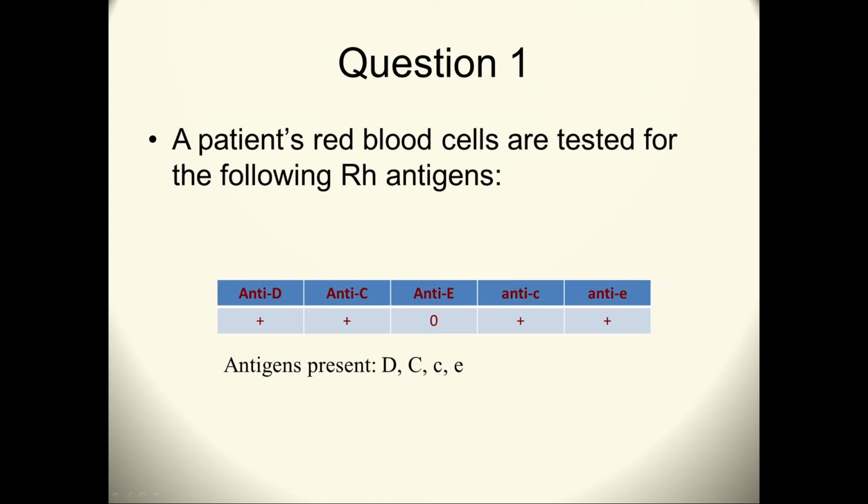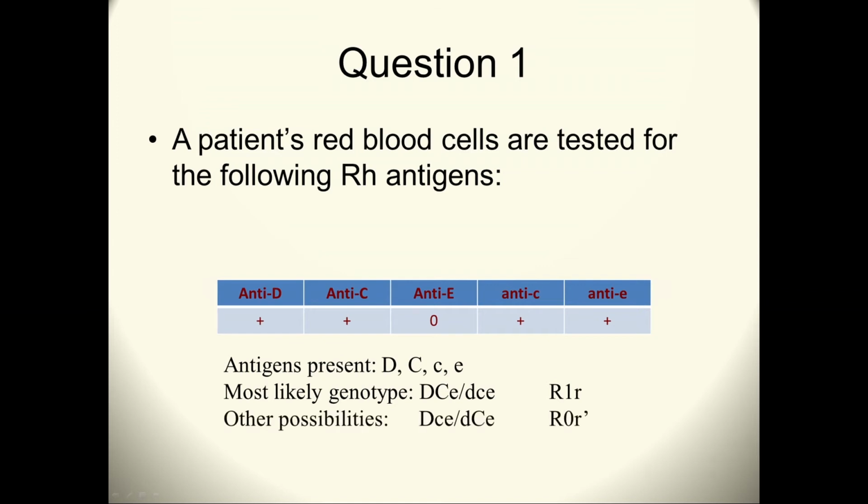Well, if the patient is Caucasian, the most likely genotype would be R1r. Because remember, this is the most common genotype inherited among Caucasians, and it fits the serological pattern. What are some of the other possibilities? Well, we have this combination, D little c little e, little d big C little e, or R0 little r single prime. But remember that the little r single prime is a relatively rare haplotype.